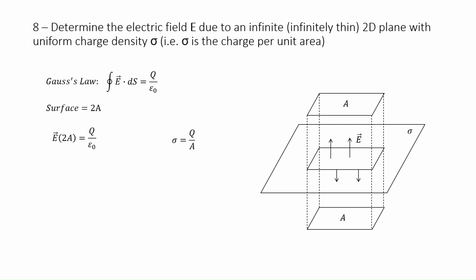Now, our charge density is charge per unit area, which can be rearranged to equal charge equals charge density times by area. And we can sub this into our equation to get E 2A equals sigma A divided by epsilon naught. Now, rearranging this and cancelling out the A's, we get our solution E equals sigma over 2 epsilon naught.